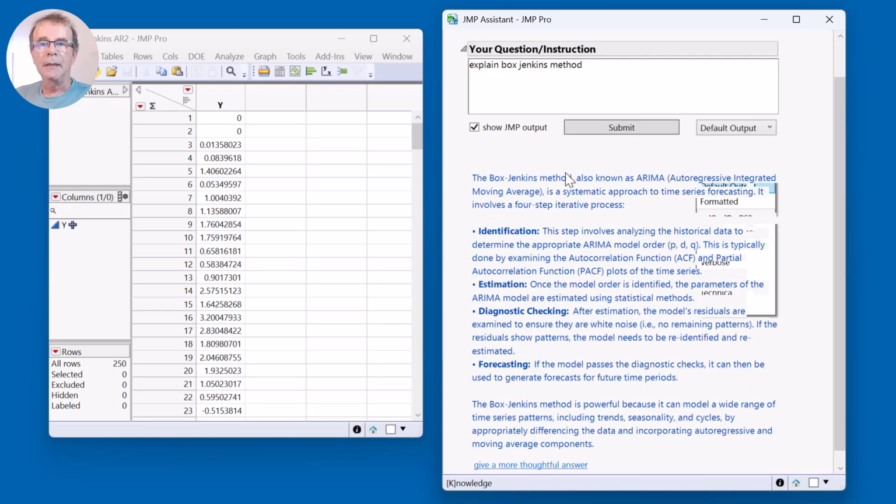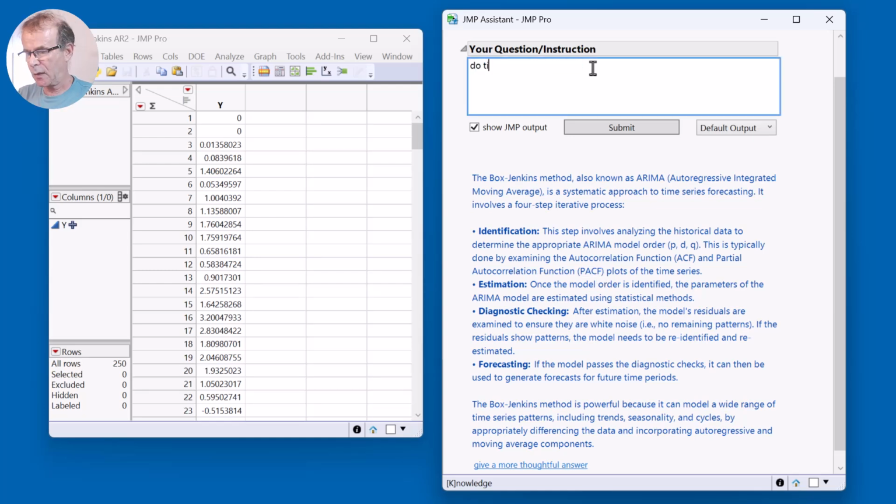So the Box-Jenkins method is a systematic methodology for creating ARIMA models. The key thing with these models is you have an autoregressive component and a moving average component. One of the key things you have to do is identify whether you've got autoregressive components or moving average components, and you do it by looking at autocorrelation functions and partial autocorrelation functions. Why am I telling you all that?